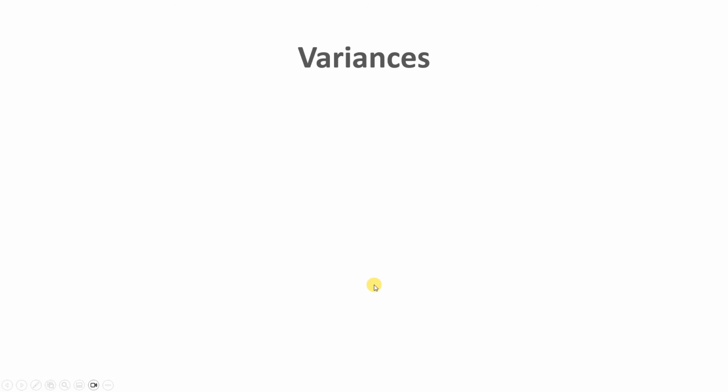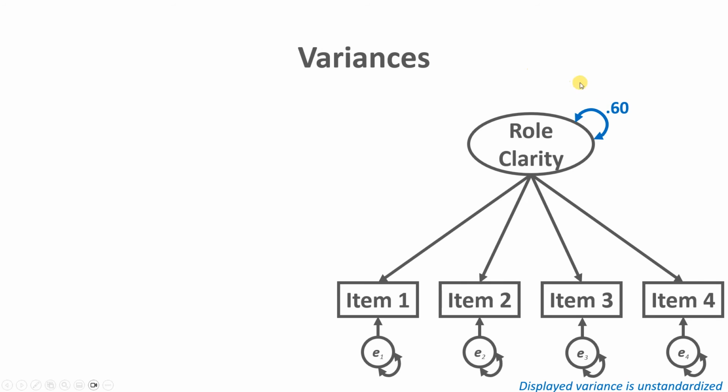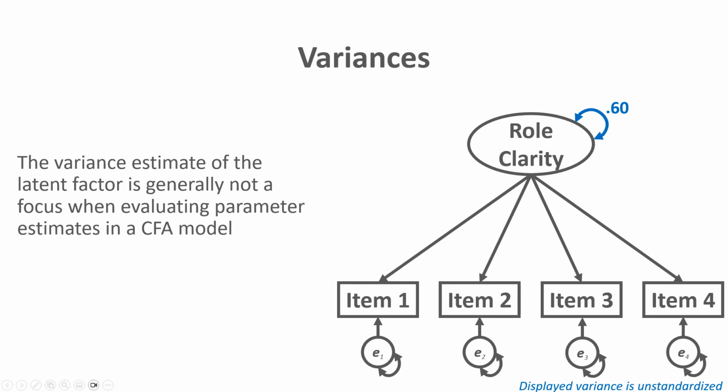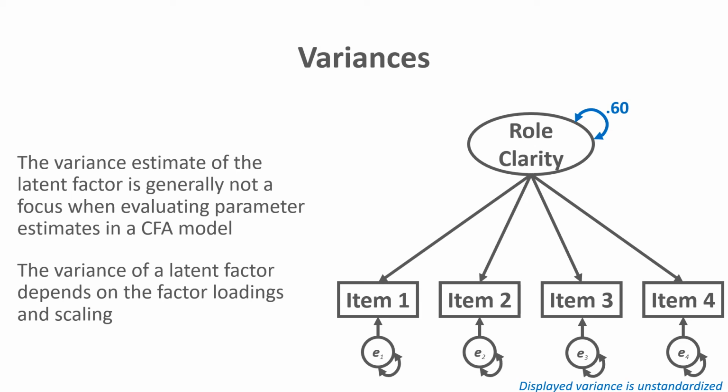So now let's talk about variances in the context of a CFA model. So here you can see the variance term represented by this smaller curved double-sided arrow, and we can see that this is an unstandardized estimate, which I've indicated down here, and it's 0.60. Well, the variance estimate of the latent factor is generally not going to be a focus when we're evaluating parameter estimates in a CFA model. So the variance of a latent factor is going to depend on the factor loadings and the scaling, so it's not usually of substantive interest.